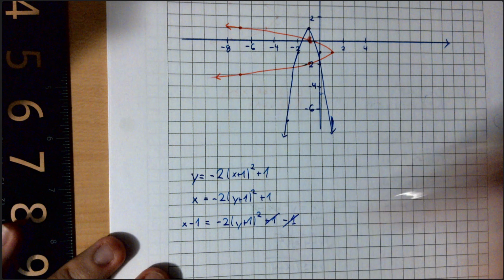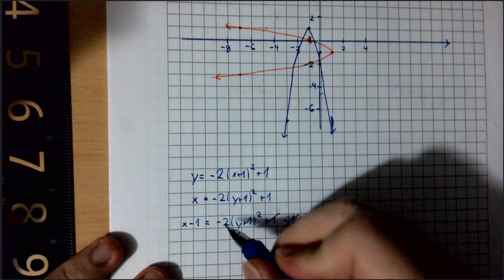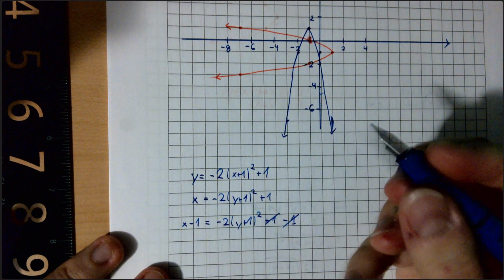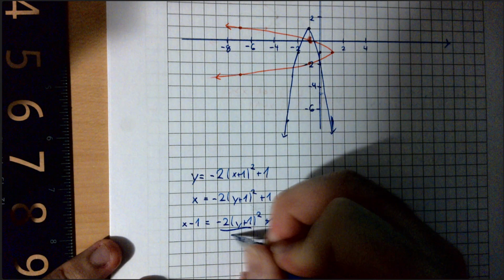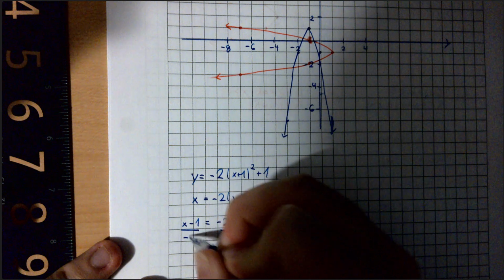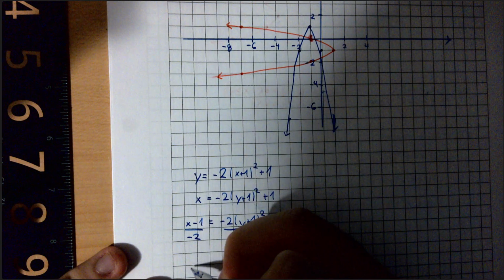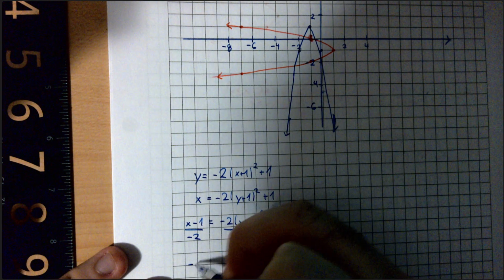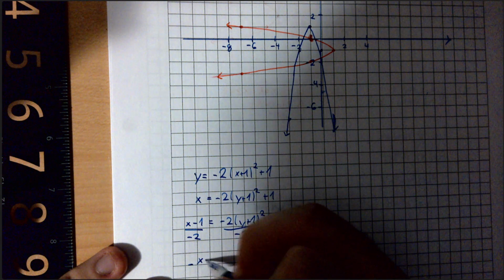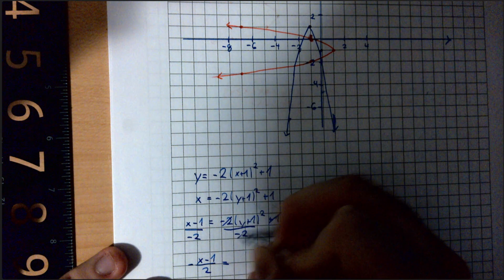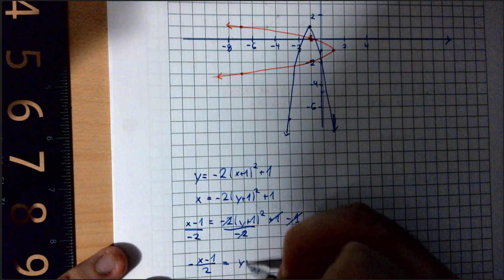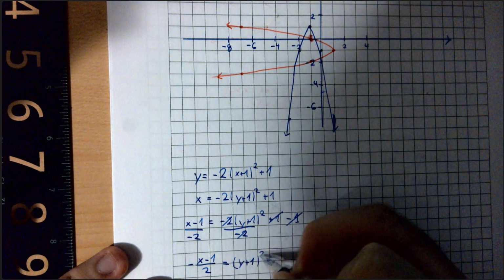Get rid of these two because they cancel out. Now I need to get rid of my negative 2. So I'm just going to divide by negative 2 on both sides. So I'm going to have minus (x minus 1) over 2 is equal to, these two will cancel out, I just have (y plus 1) squared.